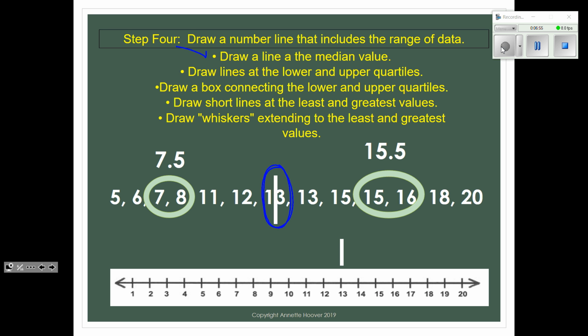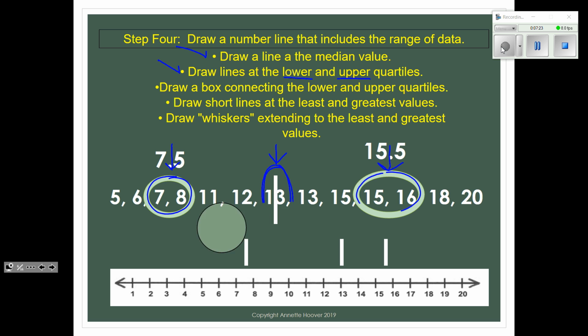Then you're going to draw lines at both the lower and upper quartiles. Remember these numbers that we found? These 3 numbers. We found the median, and then the median of the lower, and the median of the higher. All of these are going to have lines. So we put one at 7.5 on the number line, and we put one at 15.5. So this is the median of the entire set, median of the lower, median of the higher, all represented by a line.